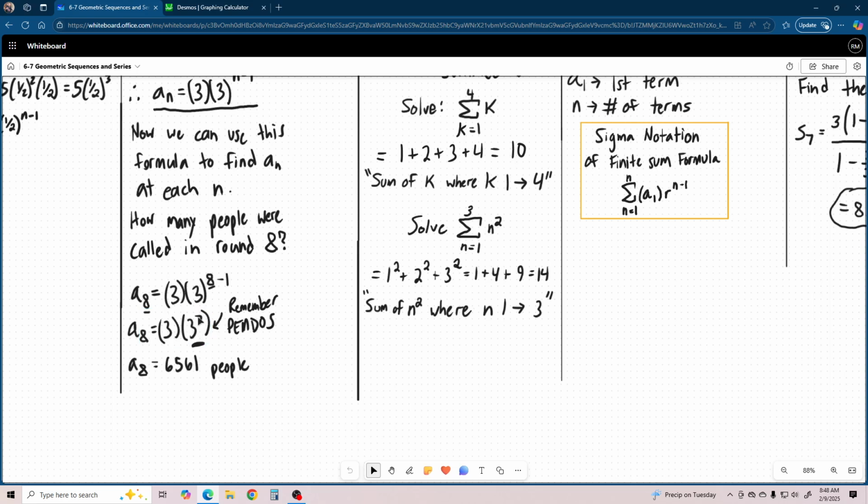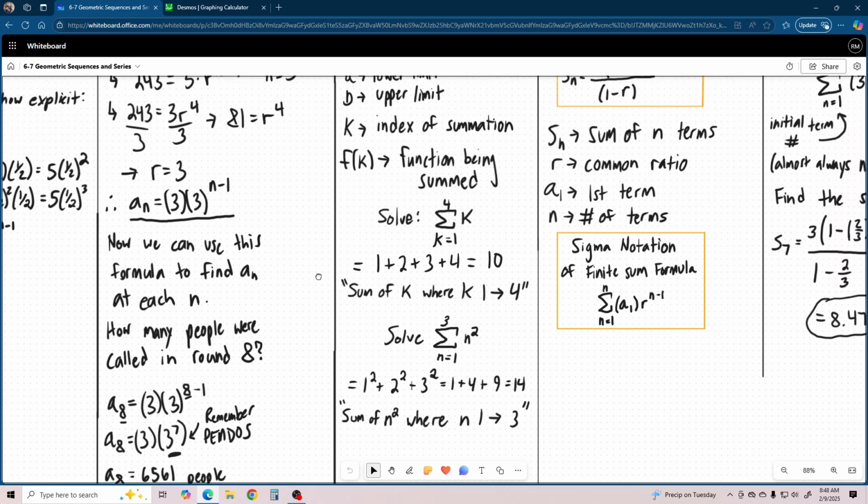Remember to always do the 3 to the 7th first. This number has to be resolved before we multiply it by this 3. So we typed that in our calculator, and a sub 8 equals 6,561 people. So after 8 rounds of 3 people calling 3 people, and then those people calling 3 people, 6,561 people will have been called.